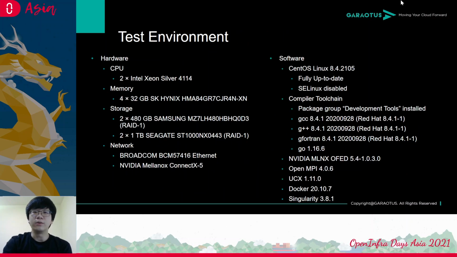So, we are going to run a simulation case with the WRF model container. The simulation case should be representative of the real-world usage scenarios of the WRF model. Here are the specifications of our test environment. For compiler toolchain, we use GCC 8 series. We use recent versions of the communication libraries, OpenMPI and UCX. We also use recent versions of Docker and Singularity.